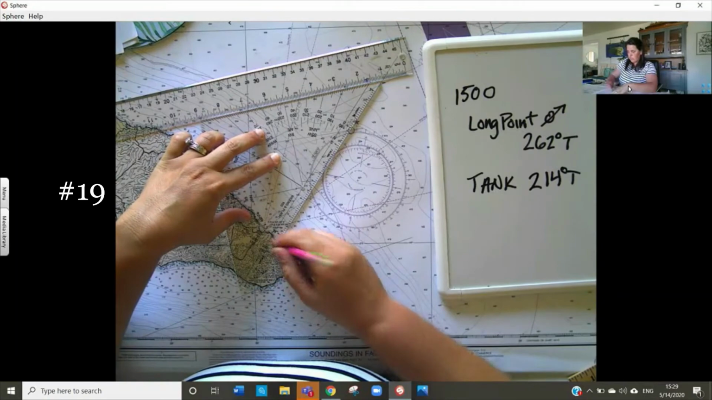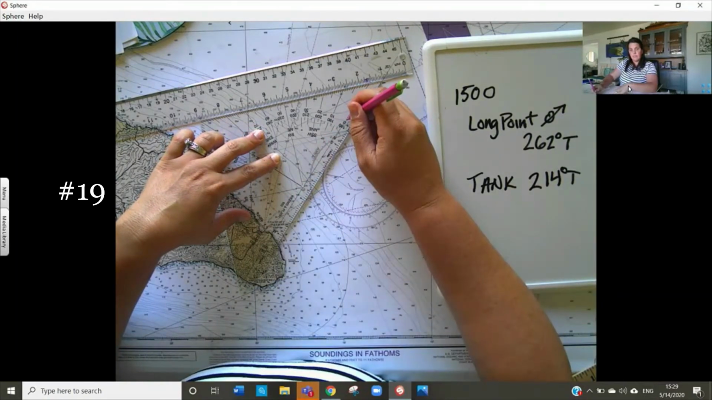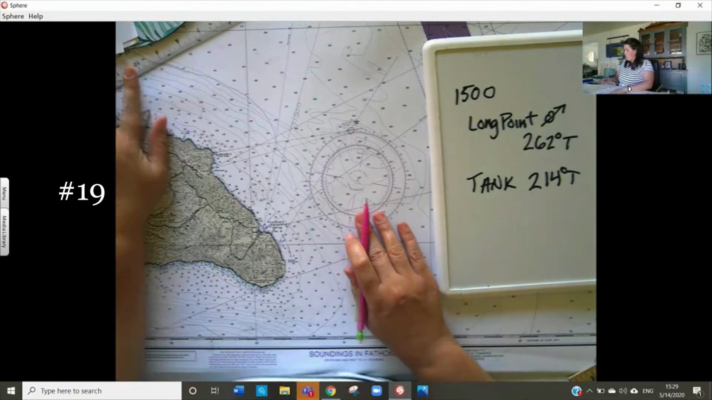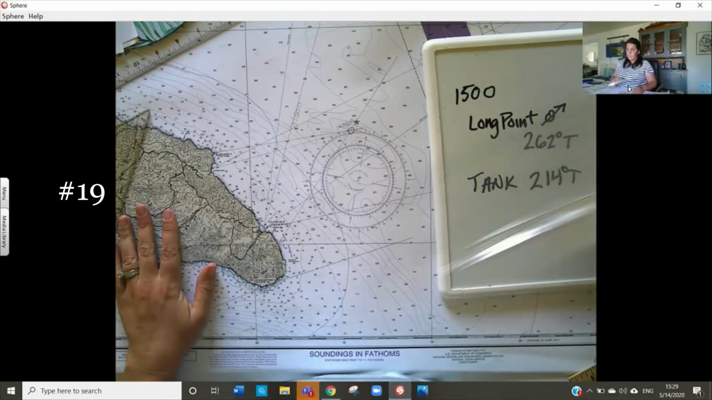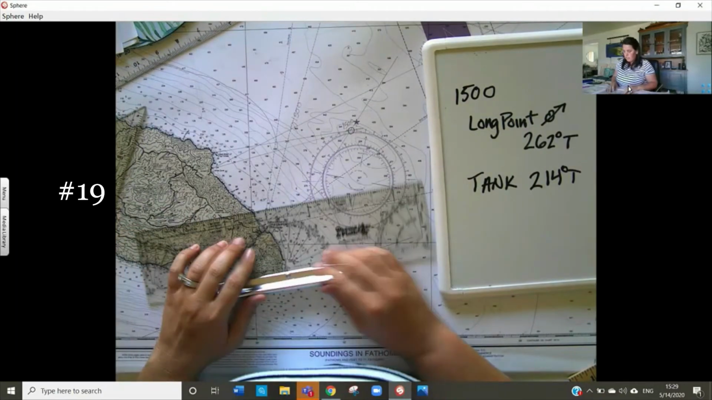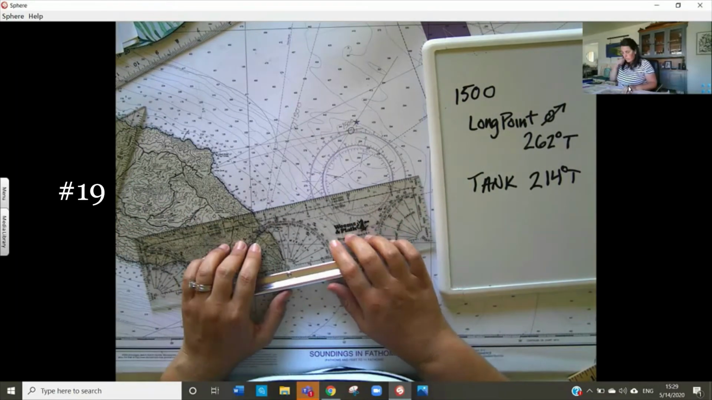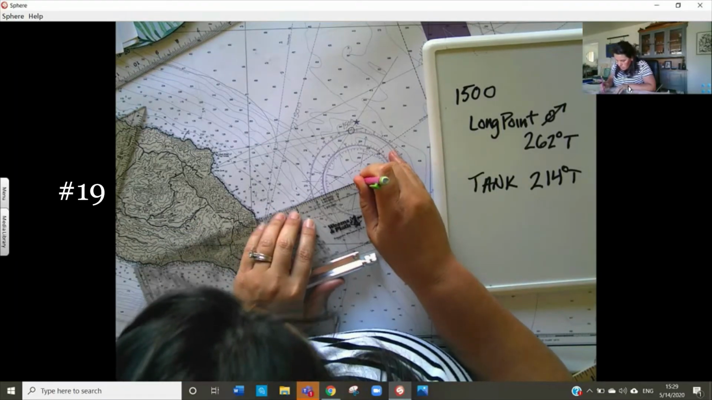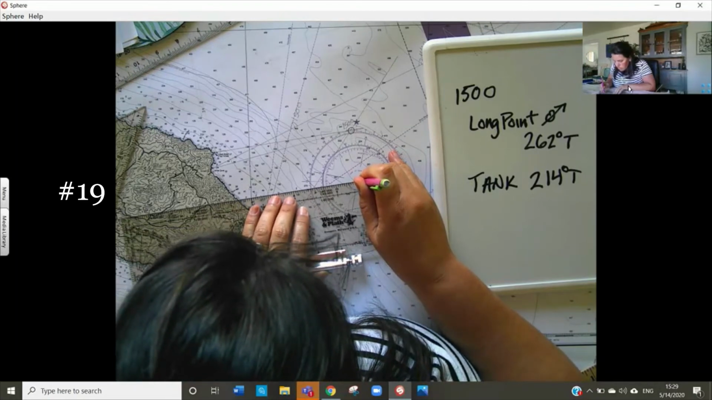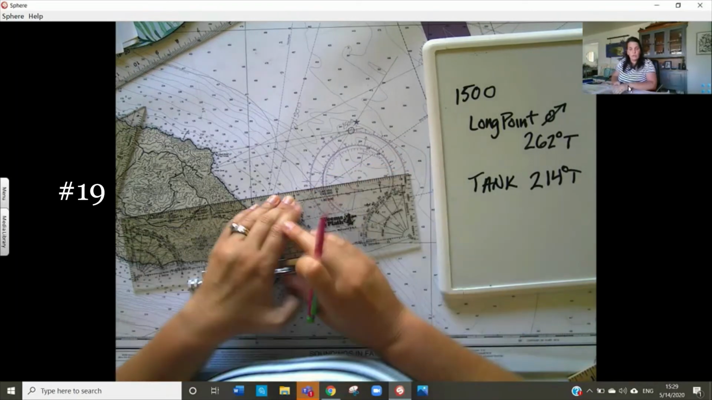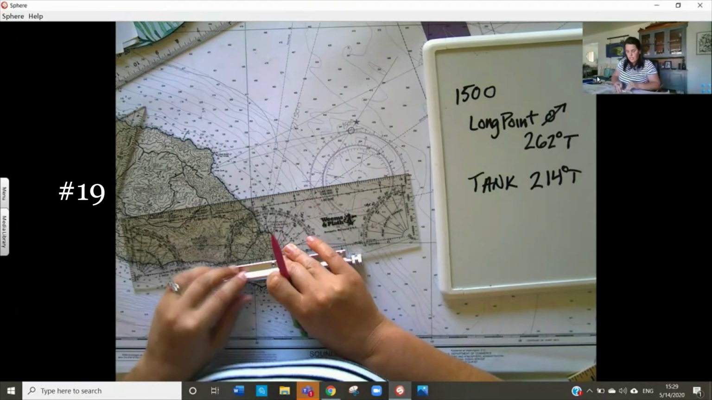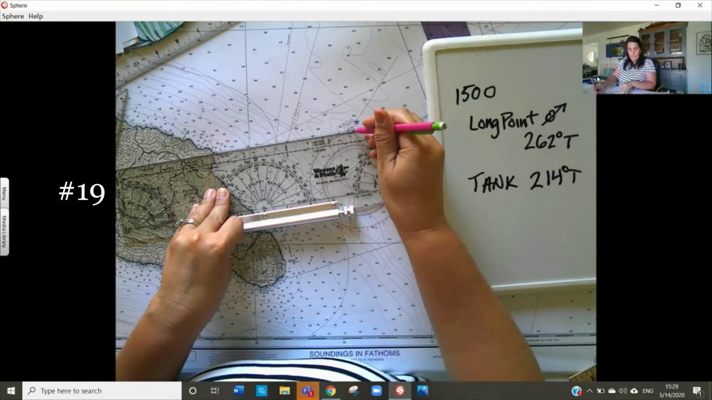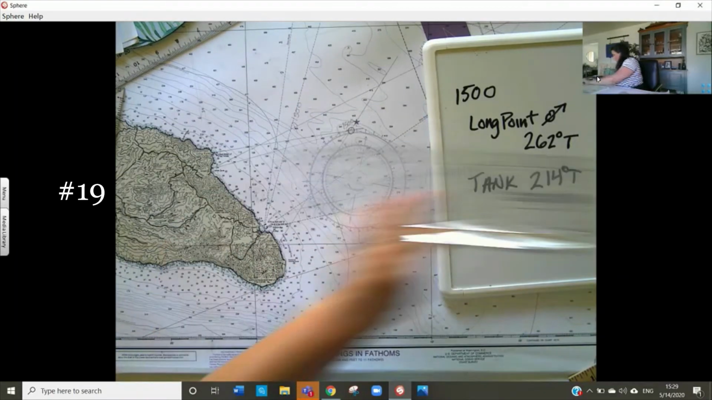Then I can draw in my line. And of course, we have the compass rose here. So if you're using the roll plotter, you can look for 262. So I could find 262 on the compass rose, and then just parallel that up to Long Point and draw in my line.